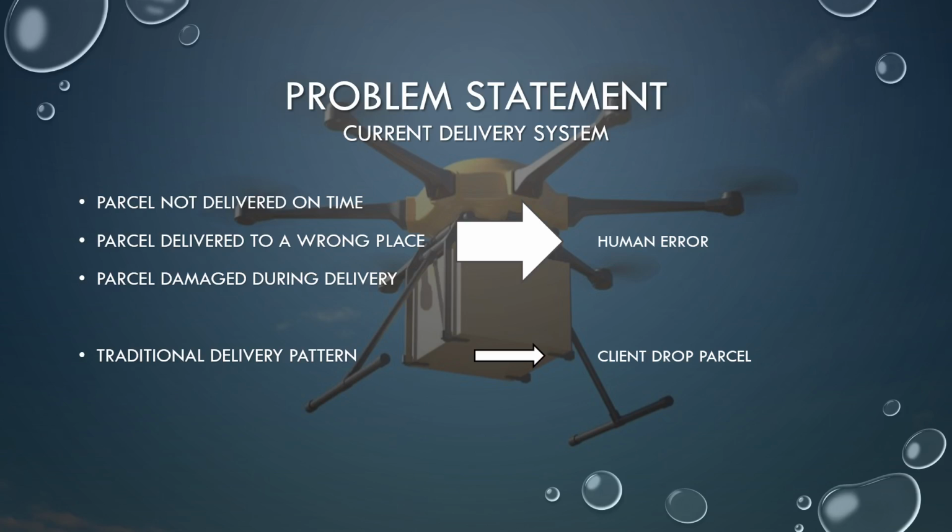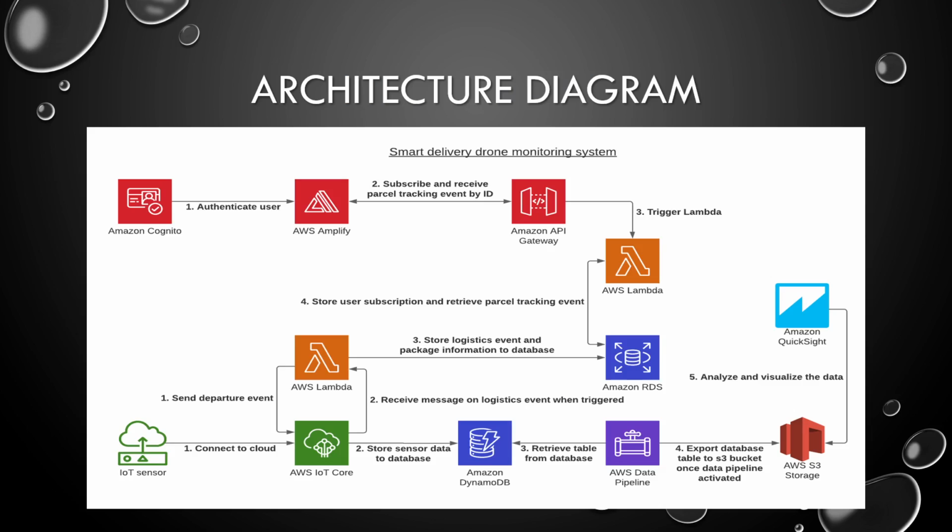So, this project utilizes IoT and AWS technology to monitor the drone and the delivery process to solve the problem stated. Here is the architecture diagram of our smart delivery drone monitoring system.